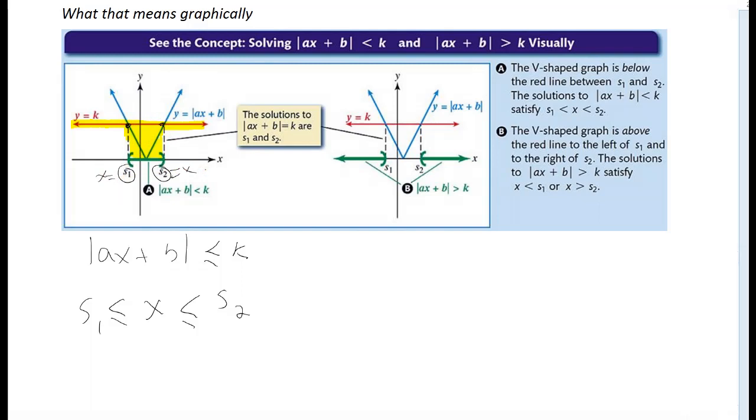So less than is going to give me a between answer. I'm going to be between my x values where it hits my function, where it intersects my function.